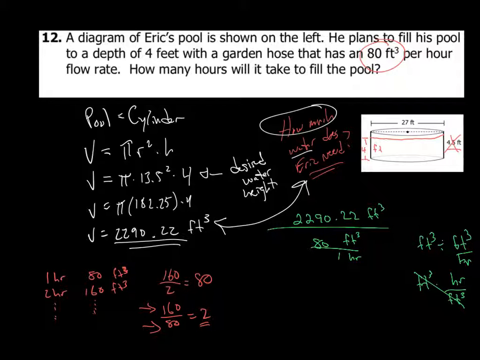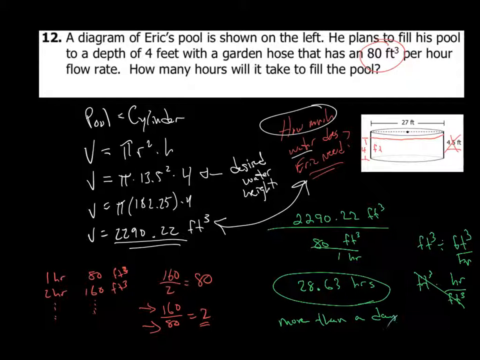So the 2290 divided by 80 gets me 28.63 hours. Not 28 hours and 63 minutes. That doesn't make any sense. That would be more than 28 hours. So we're just going to leave it at that. And that's more than a day. I recommend that Eric not run the hose. He should just order some pool water delivery.